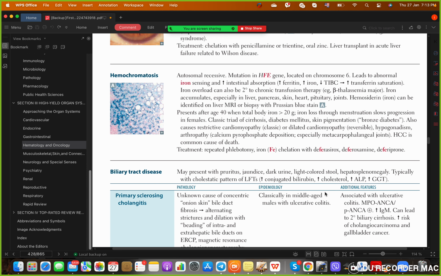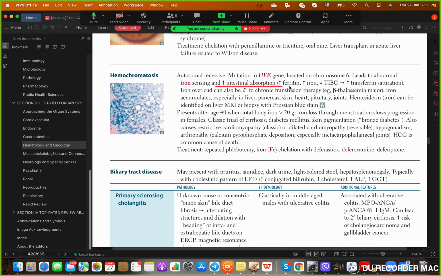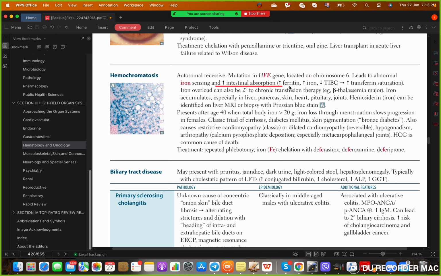Now we speak about hemochromatosis. It's also autosomal recessive, a mutation in the HFE gene, which is located on chromosome 6. It leads to abnormal iron sensing and an increase in intestinal absorption. If we have a ridiculous amount of absorption from the intestine, and as you can see, the problem in case of hemochromatosis is an absorptive problem. It's a problem in the absorption from the intestine. So even if you decide to change the liver, you will still have the same problem, okay?